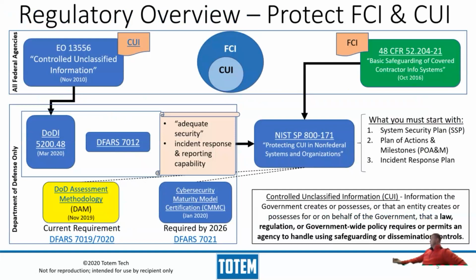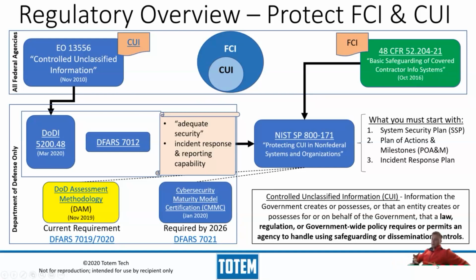So this is a little bit of a breakdown of how this all works. You see in the top right, we have this basic safeguarding of covered contractor information systems. This is the federal contract information that we're supposed to protect. This CFR 52.204-21 was passed back in October of 2016 to protect this federal contract information. And you'll see here in the middle, there's this federal contract information, and then a subset of that is CUI, the controlled unclassified information, the more sensitive stuff that we are required to protect.